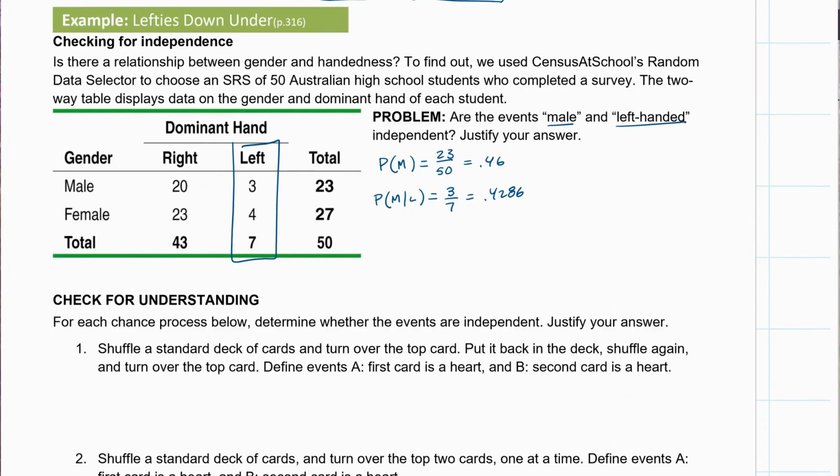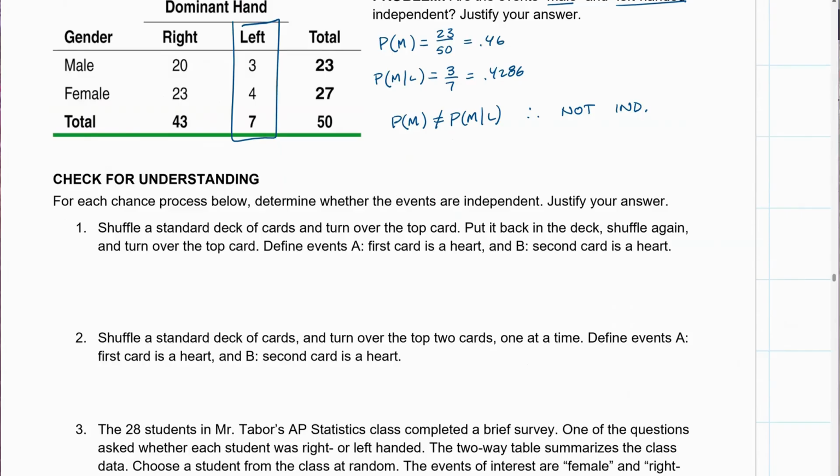Strictly speaking, for right now, since the probability of male does not equal the probability of male given left-handedness, we say that these two events are not independent. Later on, we'll do some more critical analysis of this, but for right now, let's let that be our rule. All right? Check for understanding.